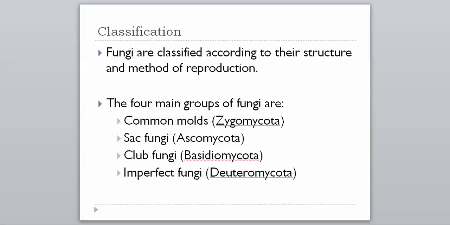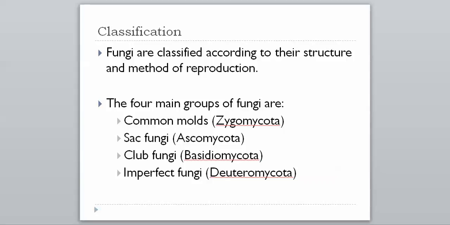We're going to look at how fungi are classified. When looking at fungi, they are classified according to their structure and their method of reproduction. We have four main groups of fungi: the common molds, also known by their scientific name of the zygomycota, the sac fungi, which are the ascomycota, the club fungi, which are the basidiomycota, and the imperfect fungi, which are the deuteromycota.